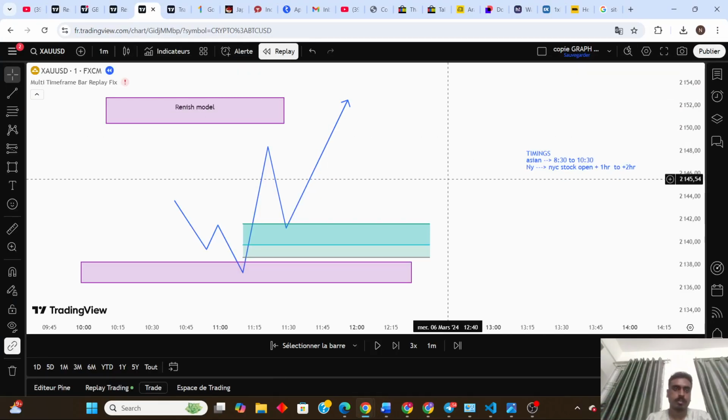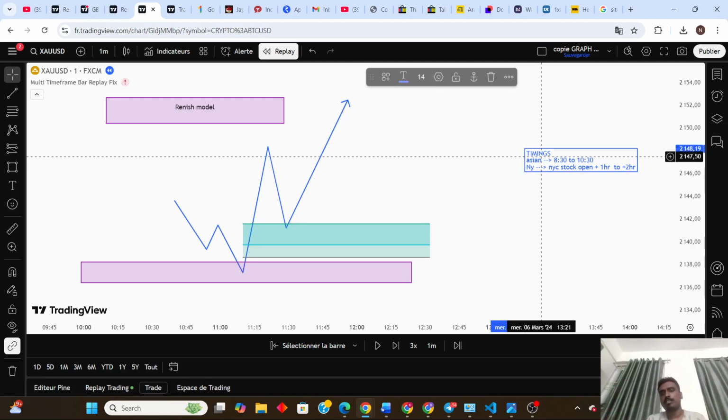So why am I not just calling it a breaker block model, why am I calling this my model? There is a reason. I have added some mathematical edge to this model, because I have modified it. So, these are the modifications I have done.